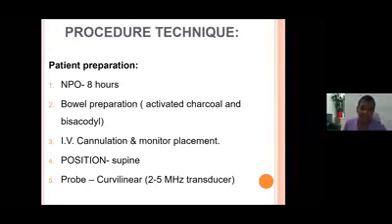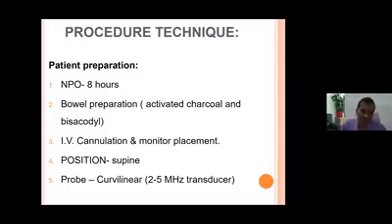This is the preparation of this patient. NPO at least 4 to 8 hours. Bowel preparation is mainly done due to the obstruction. Anatomy is disturbed by the bowel, so bowel preparation is important.